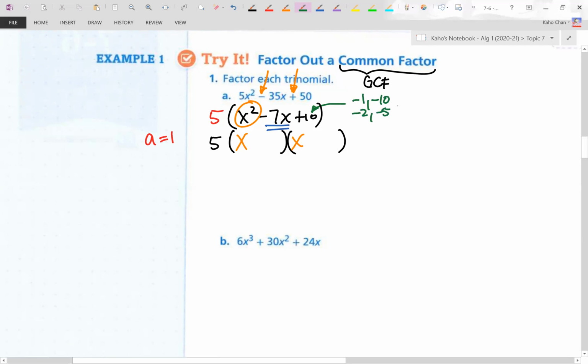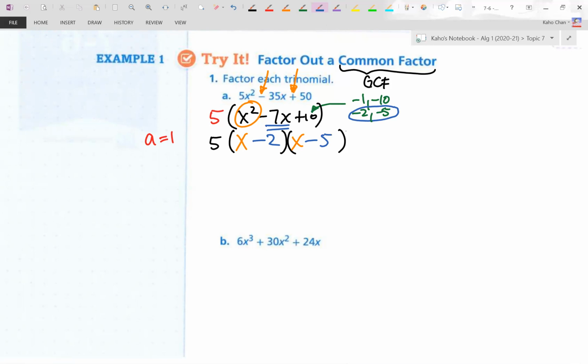So I kind of quickly wrote those, and don't feel bad if you take time to figure out what your factors are. It might take some practice with your multiplication tables. That's okay. I just wrote down a pair of factors that are possible. -1 times -10 or -2 times -5. One of them has to add up to -7, and it happens to be the second pair. So that means I'm going to put x - 2 and x - 5, and guess what? I've broken it down into its factors, including a GCF in the beginning, okay?